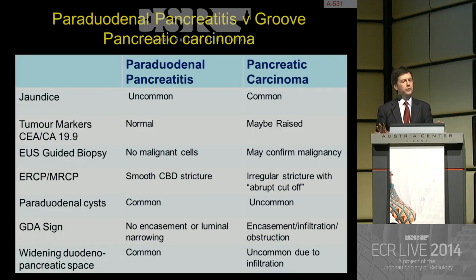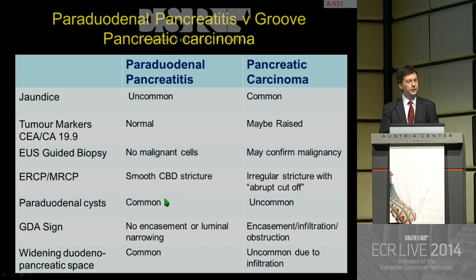So if you just look at the difference between paraduodenal pancreatitis and groove pancreatic carcinoma, we can see some different features. First of all, jaundice is uncommon in paraduodenal pancreatitis. Tumour markers are going to be normal, obviously, and may be raised in pancreatic carcinoma. EUS-guided biopsy may confirm malignancy, as already mentioned. And on ERCP or MRCP, there's going to be a smooth stricture in paraduodenal pancreatitis, but a more irregular stricture with an abrupt or sharp cutoff in pancreatic carcinoma.